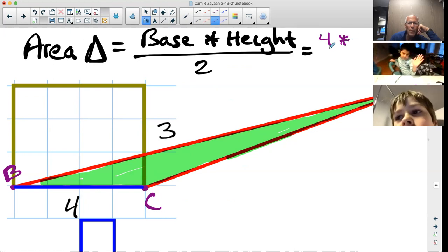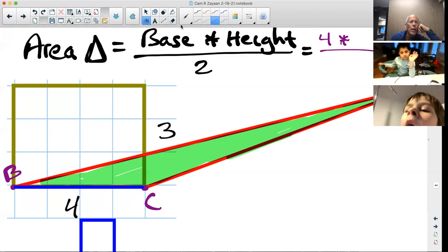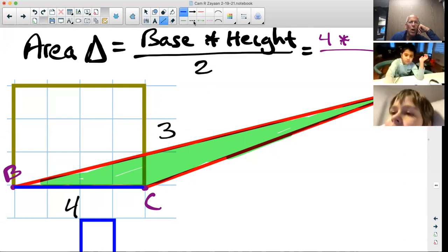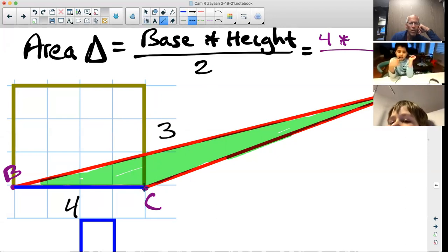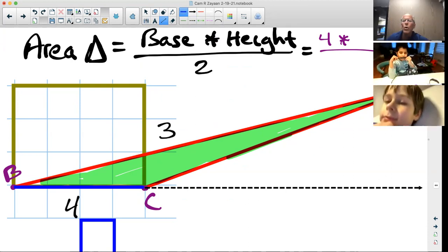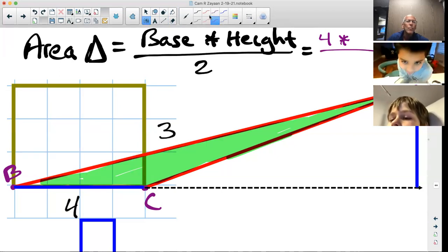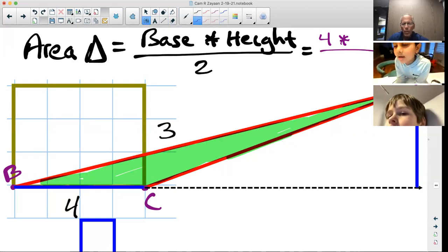And what is the height, gentlemen? What do you think the height is of this triangle? Zayaan, do you have an idea of the height? Your pencil was in your mouth. If you take it out, I would love to hear what you have to say. When I counted the squares in the triangle, I think I got 10.